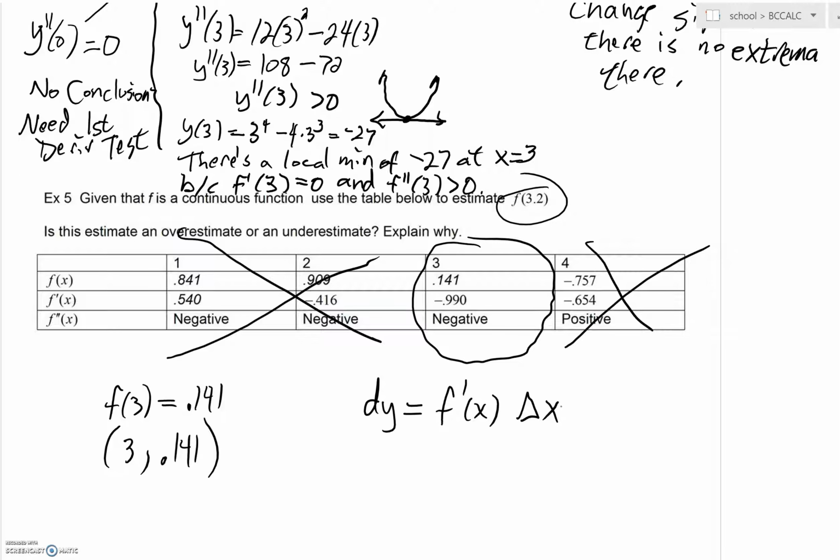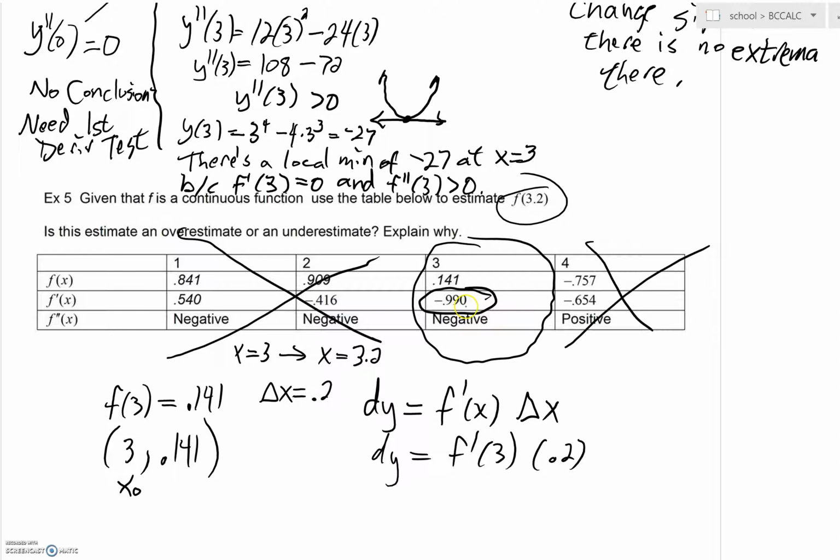dy, well, we're going to make this our x naught. Our x naught is 3. If we're going from x equals 3 to x equals 3.2, your delta x is 0.2, isn't it? So we could say, well, dy is going to be f prime of 3 times a delta x of 0.2, and f prime is negative 0.990.